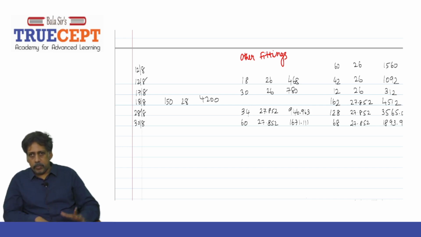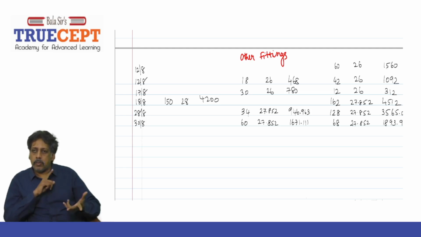Now there is a purchase. 150 units are bought at 28 rupees. Amount is 4,200. Now the balance will be 162 units in all, and the amount will be 4,512. Divide and find the average cost: 27.852.